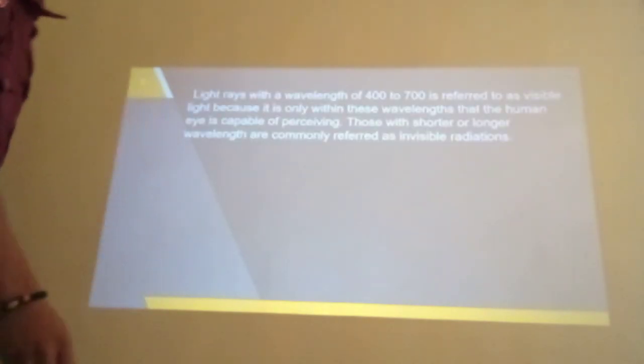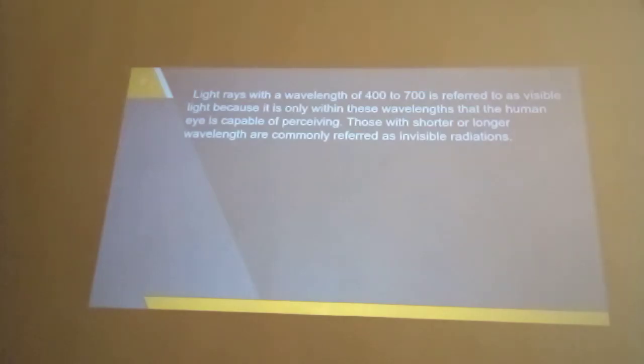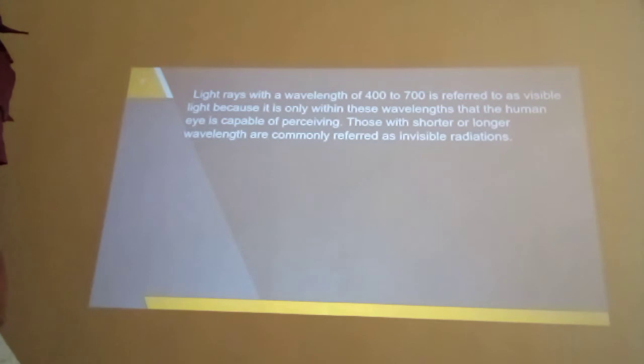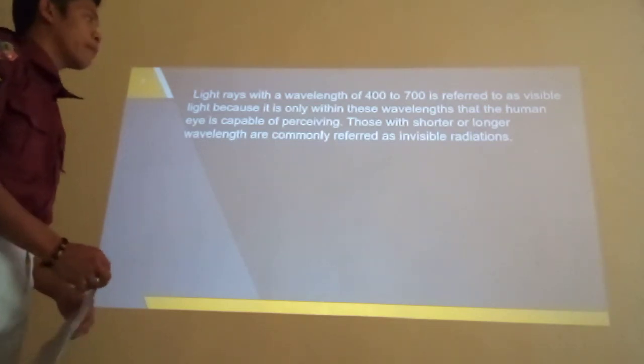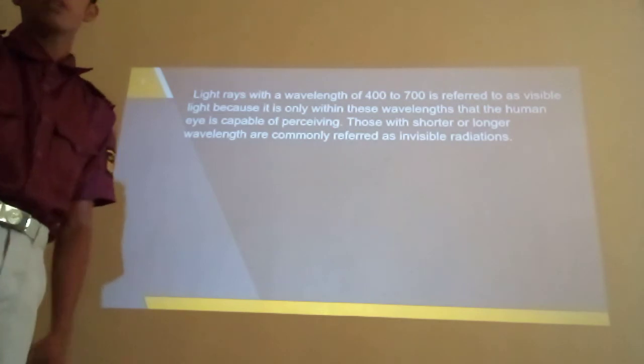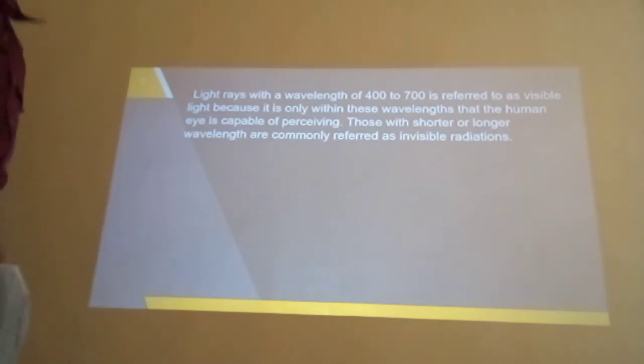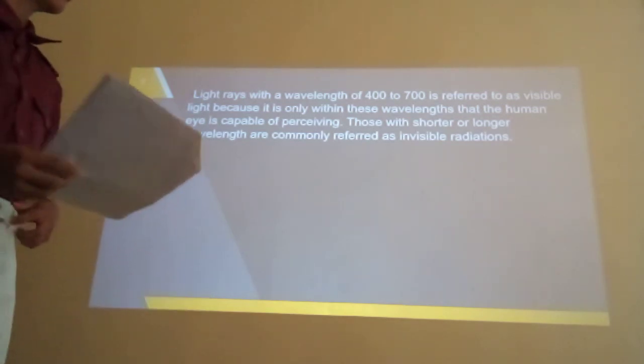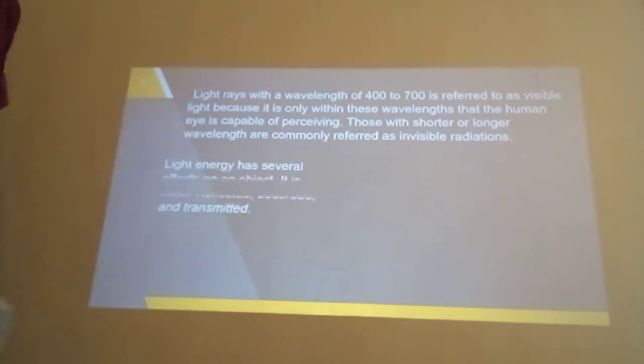So I have a definition of light. Light rays with a wavelength of 400 to 700 are referred to as visible light because it is only within these wavelengths that the human eye is capable of perceiving. Those with shorter or longer wavelengths are commonly referred to as invisible radiations. An example of invisible radiation is the heat of the sun. That is what we call invisible radiations.